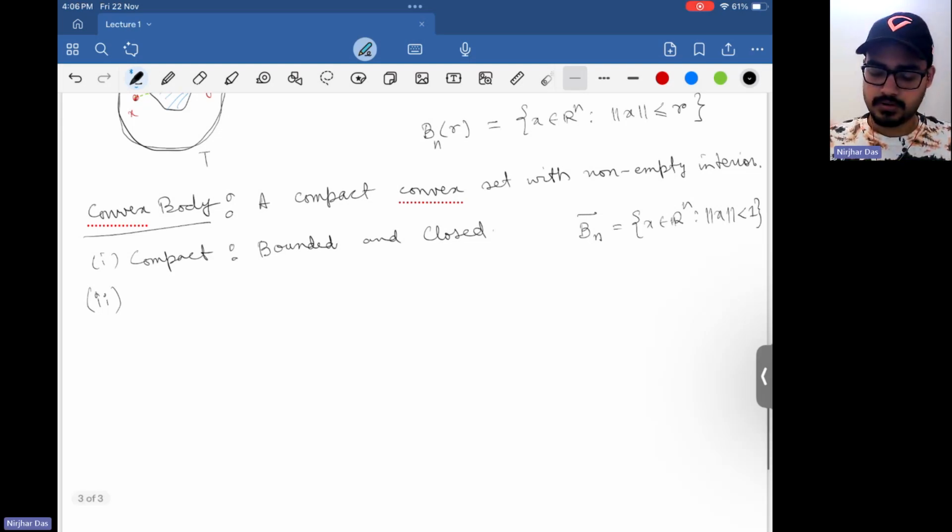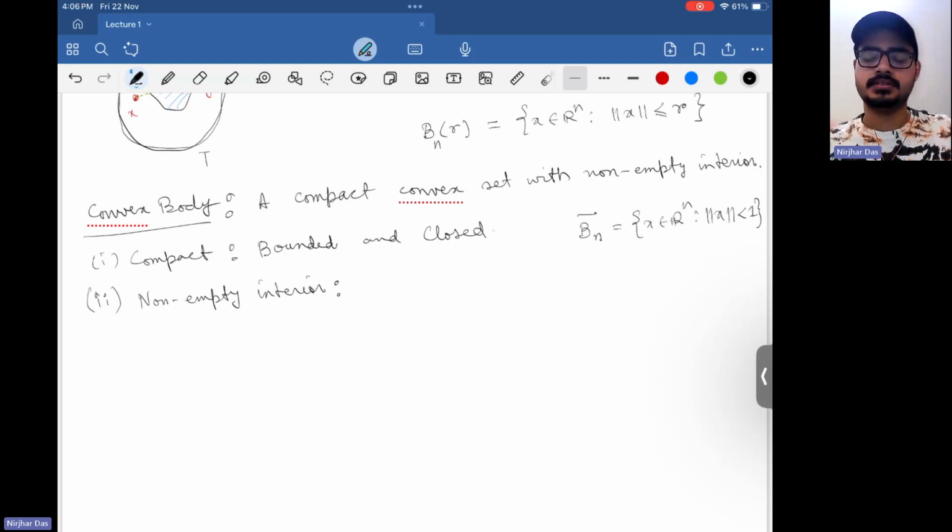The other important part is the non-empty interior part. How do we define this? So what does this mean? Non-empty interior means that, intuitively, there is at least one point inside the set. So what does this mean?